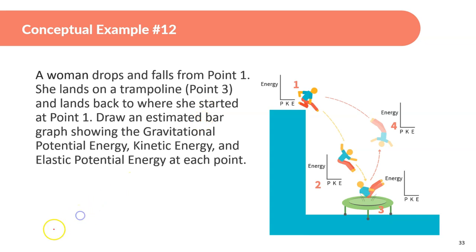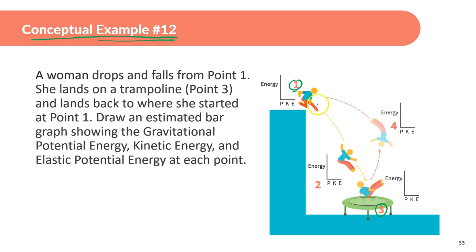Alright everyone, welcome back. We're doing part 2 of conservation of energy. We're going to be doing conceptual example number 12. There is a video to go along with this, but I can't really show it for this. Okay, so a woman drops and falls from point 1. She lands on a trampoline, point 3, and lands back to where she started at point 1.